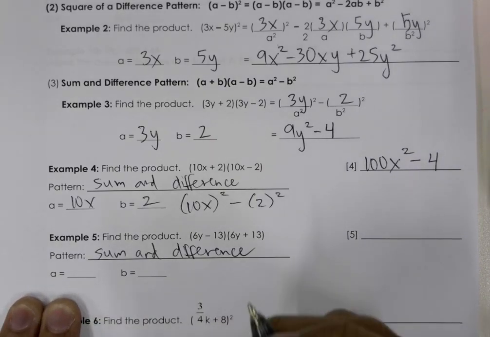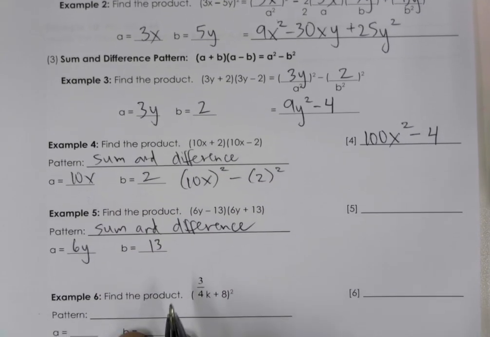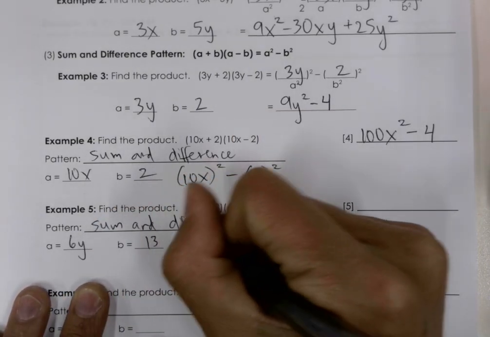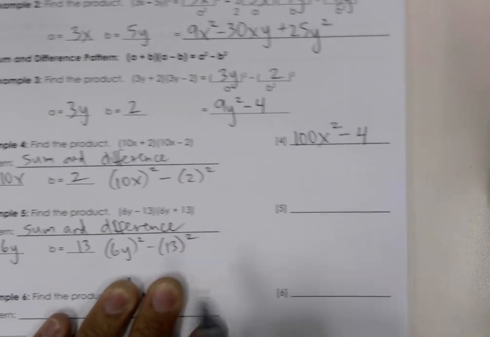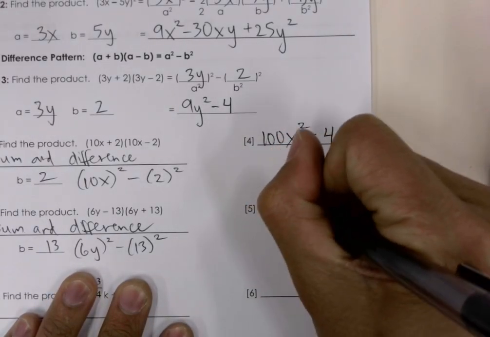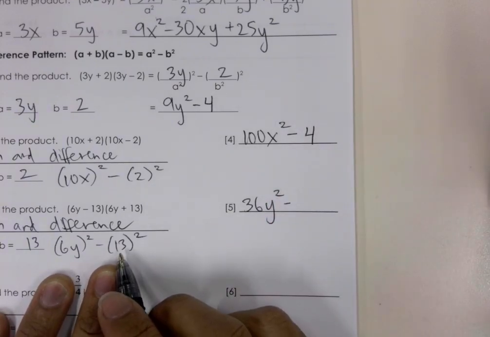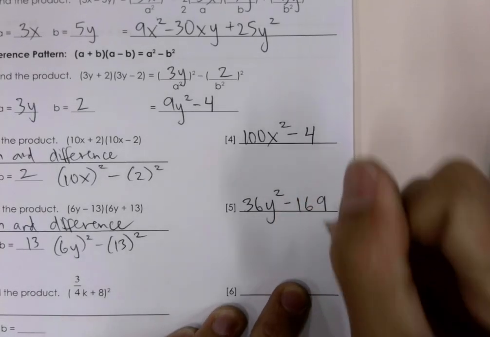So our A is going to be our 6y, and our B is going to be our 13. And we're going to go ahead and plug into a squared minus b squared. So it's going to be 6y in parentheses squared minus 13 squared. So then over here, 6 times 6 is 36y squared minus, this is going to be 169, I believe. Let me double check. So this is 13. 13 times 13, 169. And we're done.